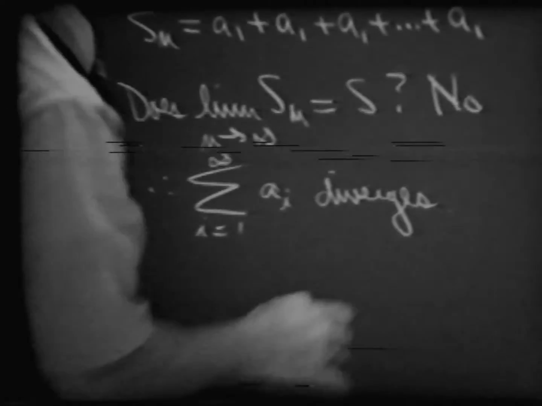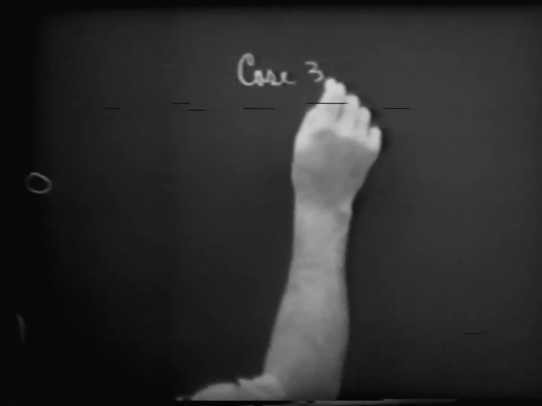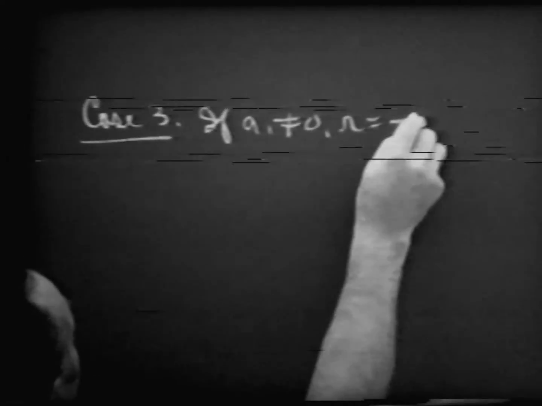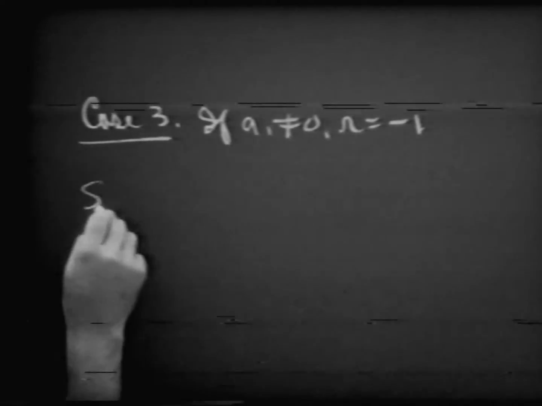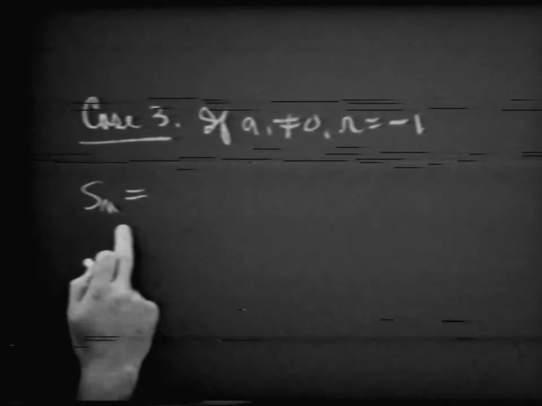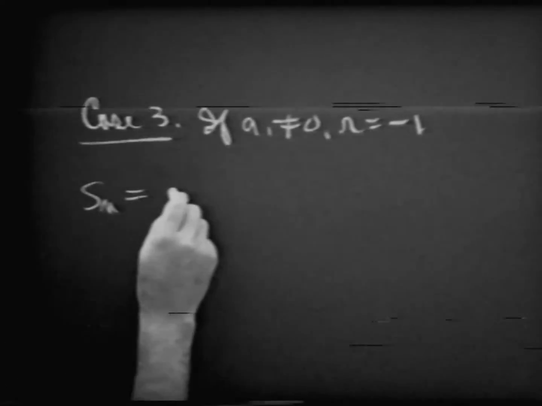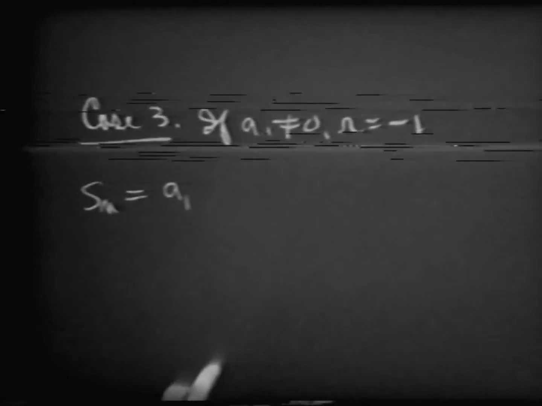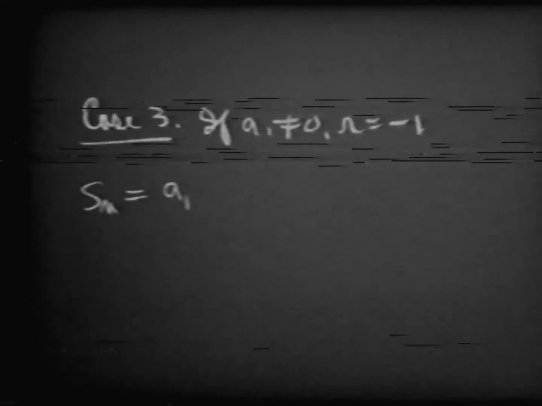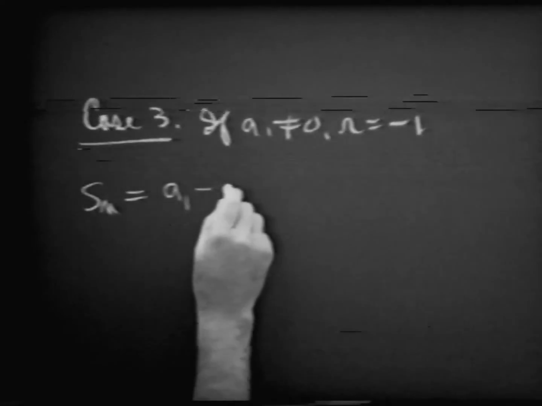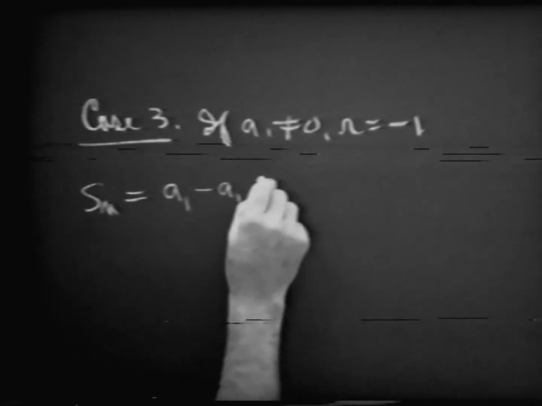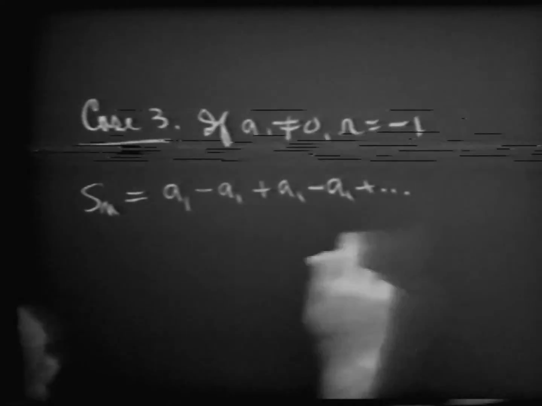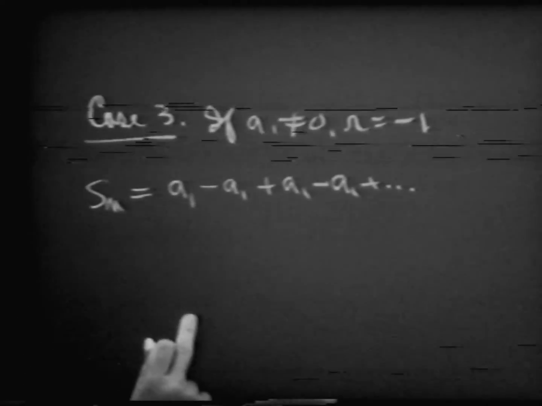Well, let's look at another case. Call this one case 3. In this case, we'll take a sub 1 again not to be 0, and let's take the number r to be negative 1. Now let's look at what s sub n is going to be like. What's the first term of our sequence? A sub 1 is our first term. Our second term is a sub 1 times r, where r is negative 1, so our second term is negative a sub 1. Our next term is plus a sub 1, and the next term is minus a sub 1, and so on, forever, alternating in this fashion.